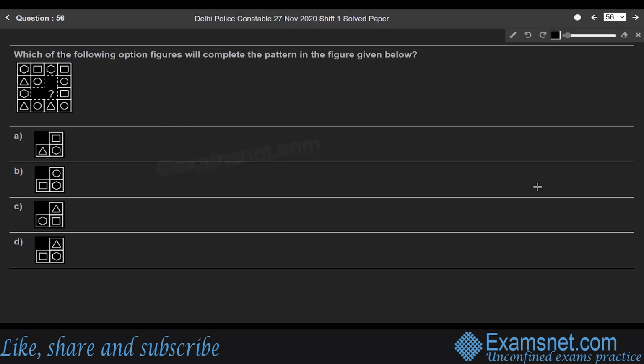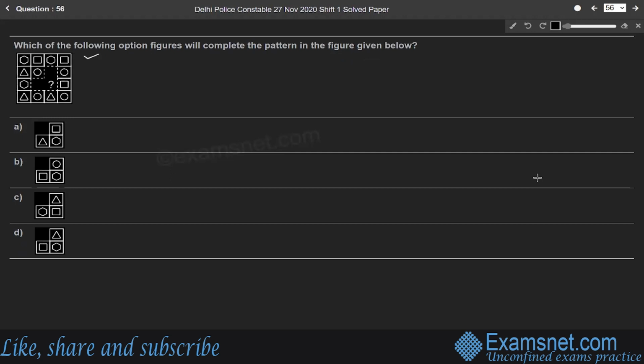Question 56. Which of the following option figures will complete the pattern in the figure given below? The figure is like this. So here, look at the first row. Images at the first and third position are the same. Those are hexagons. Look at the last row, also the fourth row. Images at the first and third position are the same. Those are triangles. Apply the same rule for the second and third row also.